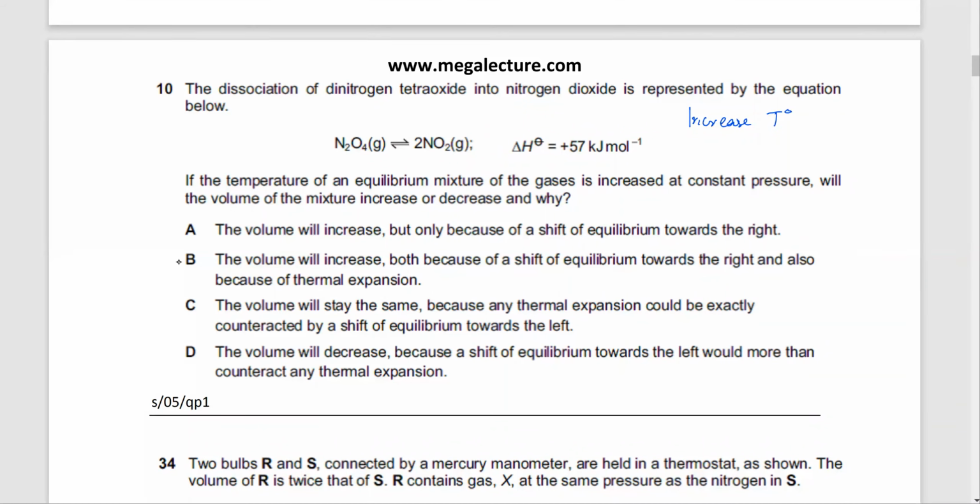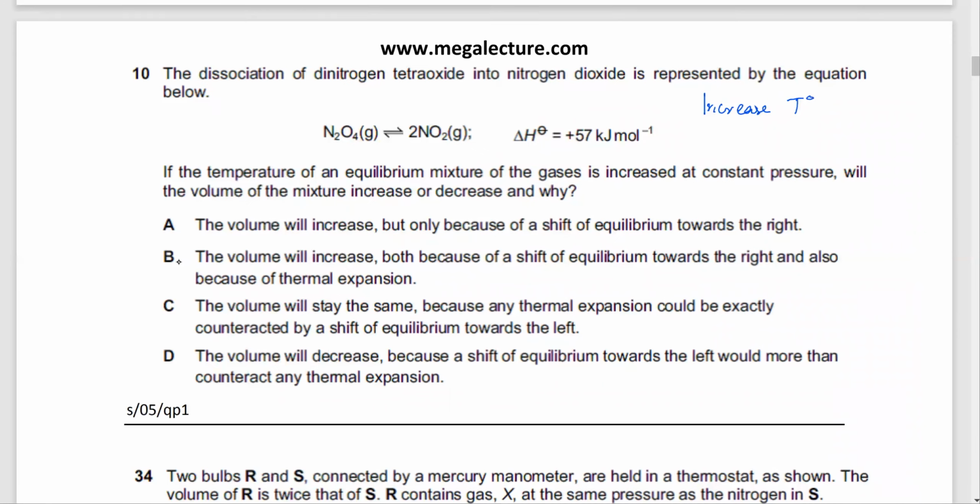And the question is that they are asking us to tell them what is going to happen to the volume. Again, this question could be interpreted in many ways. Now you're increasing temperature. The first thing is, where would the equilibrium shift? Whenever you increase temperature, it's always the endothermic reaction that's going to be favored.